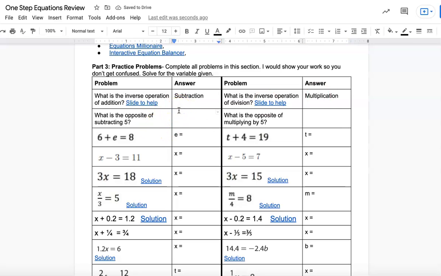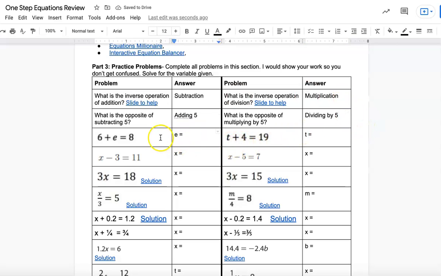And then the same type of question, it says, what is the opposite of subtracting 5? Well, we know that addition and subtraction are opposites, so it would just be adding 5. And then what is the opposite of multiplying by 5? Well, it would be dividing by 5. So adding 5 and then dividing by 5.